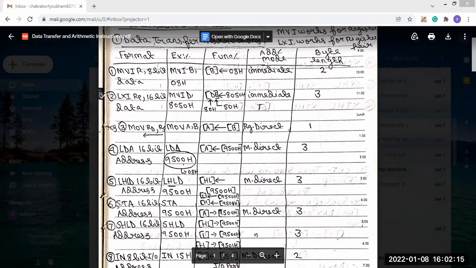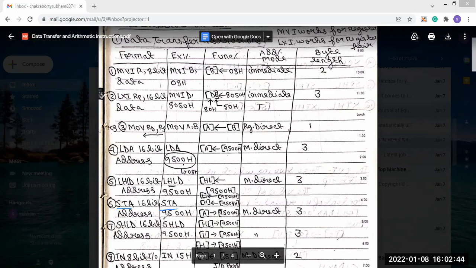Then the next instruction is the STA. So the format is what? STA followed by a 16-bit address. STA means store into the accumulator. The 16-bit address, or the 16-bit memory location, should be there, and the data present in that particular memory location will be stored into the accumulator.